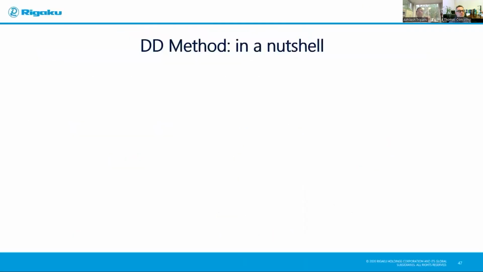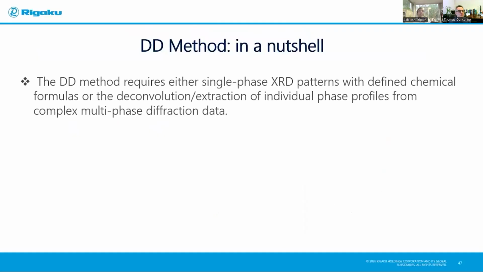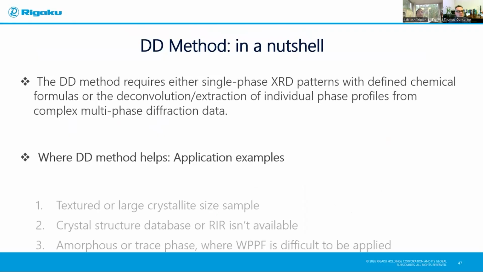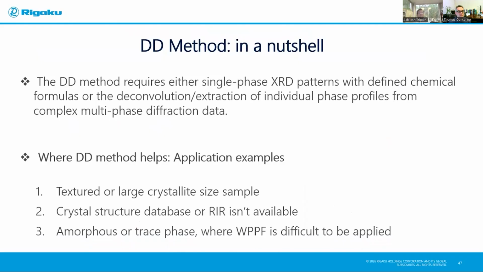So I do want to do justice by saying the DD method in a nutshell. The DD method requires either a single phase XRD pattern with a defined chemical formula or the deconvolution or extraction of individual phase profiles from complex multi-phase diffraction data. So when would you use this? What kind of situation will demand the DD method? Texture or large crystallite size samples, or where a crystal structure database or RIR is not available, then you could use it because you have your own patterns with a chemical formula. Amorphous or trace phases are perhaps the single most situation where WPPF is difficult to apply.